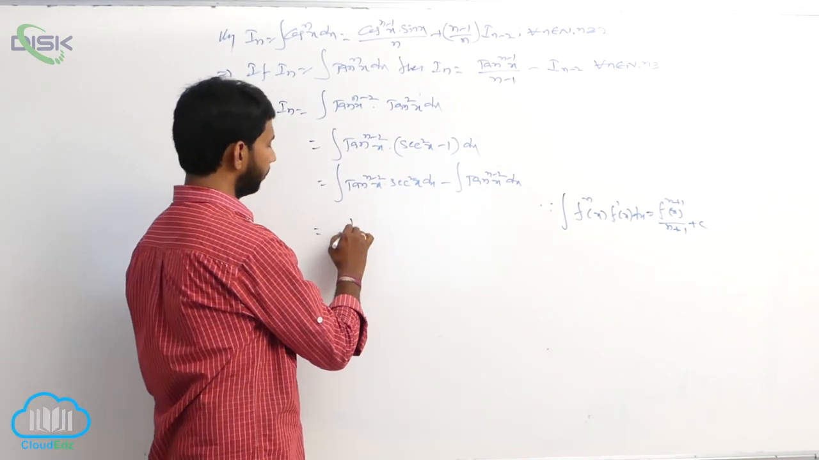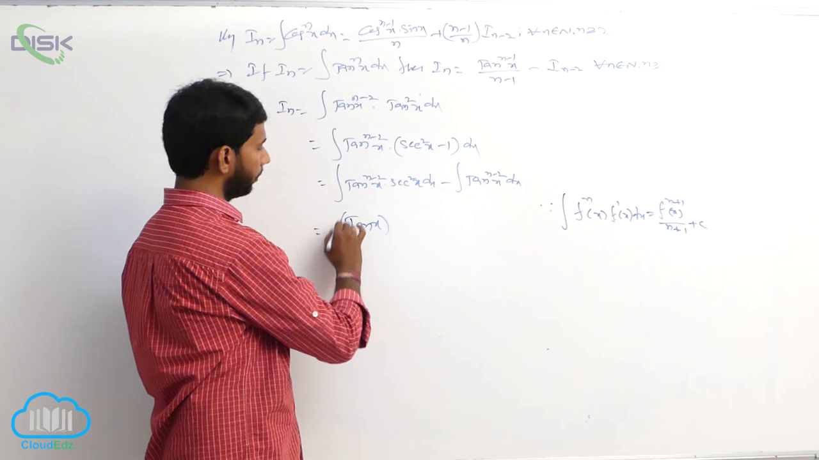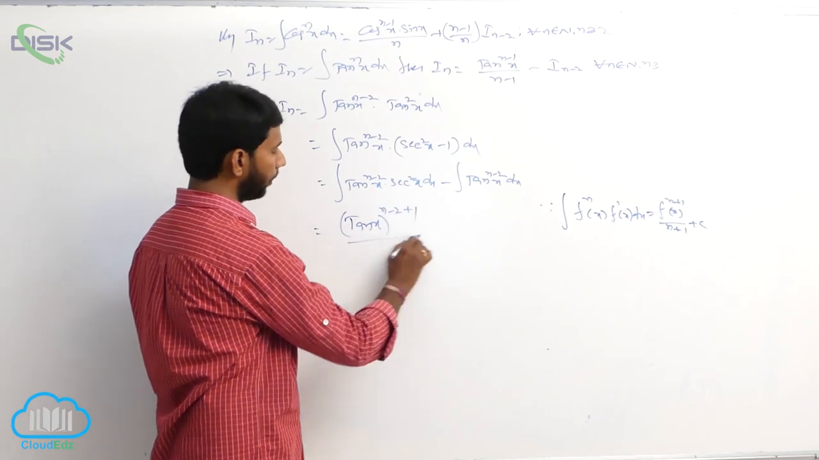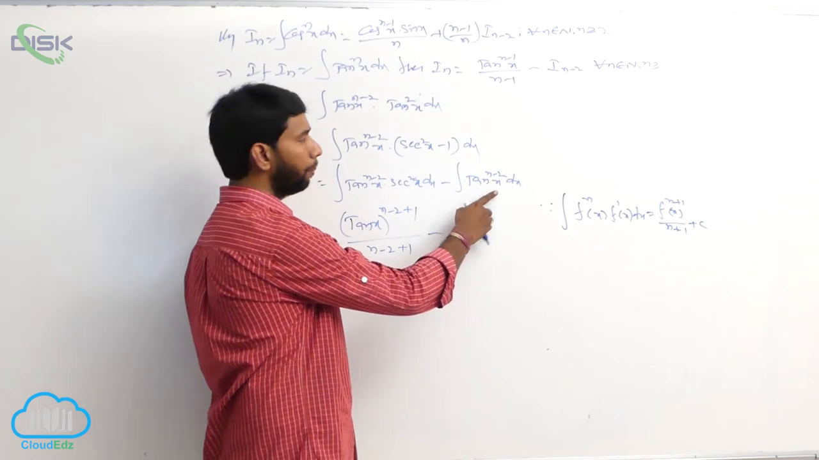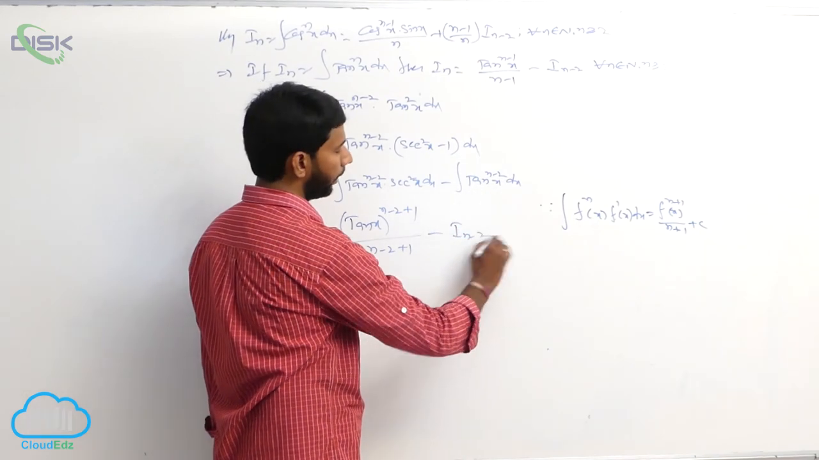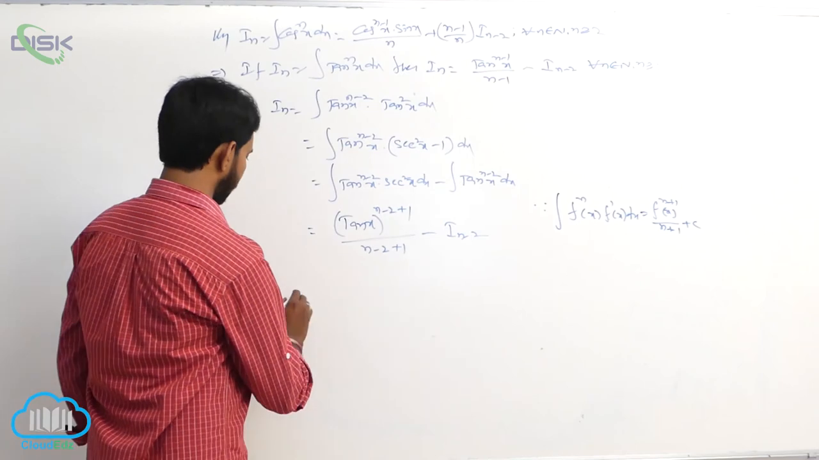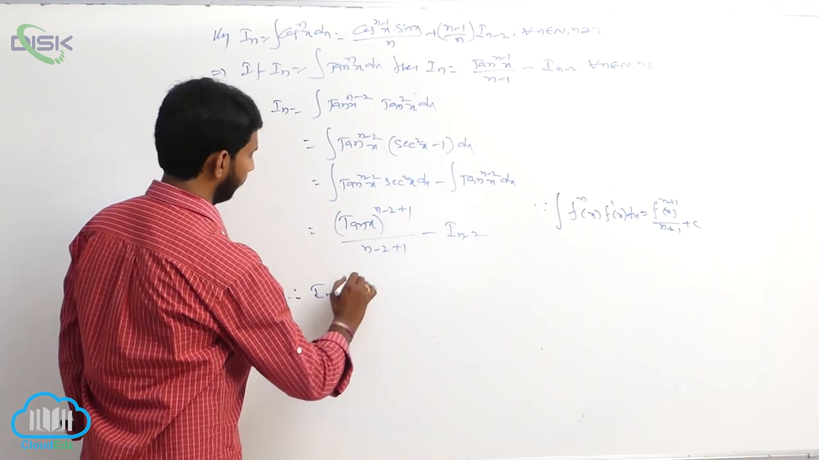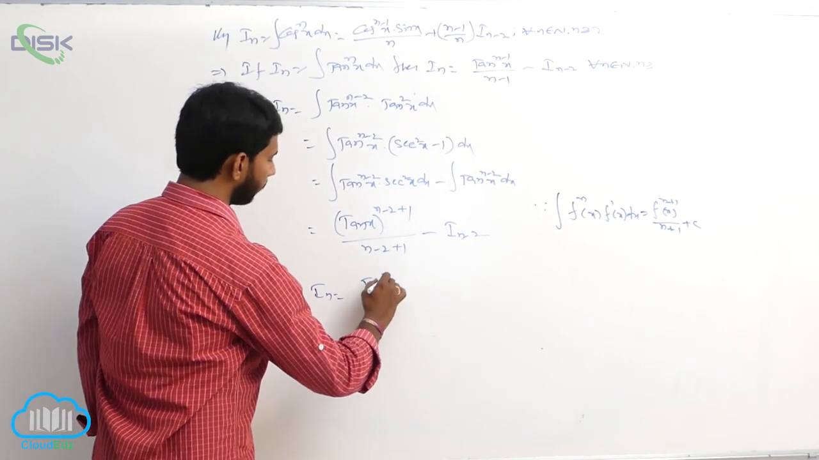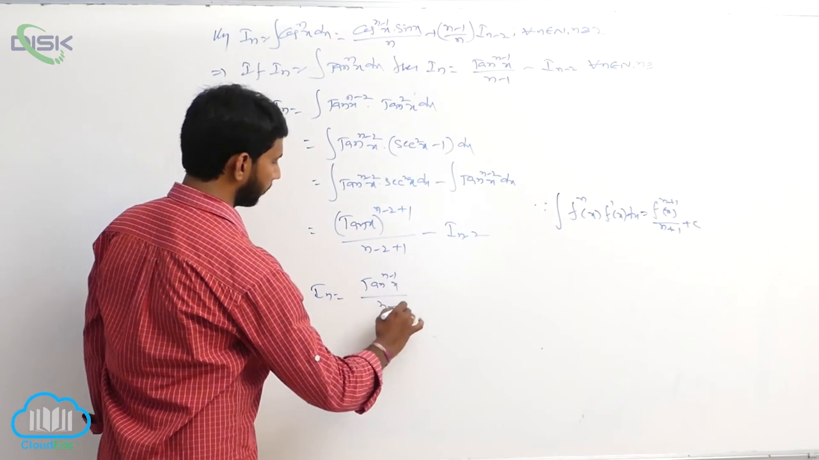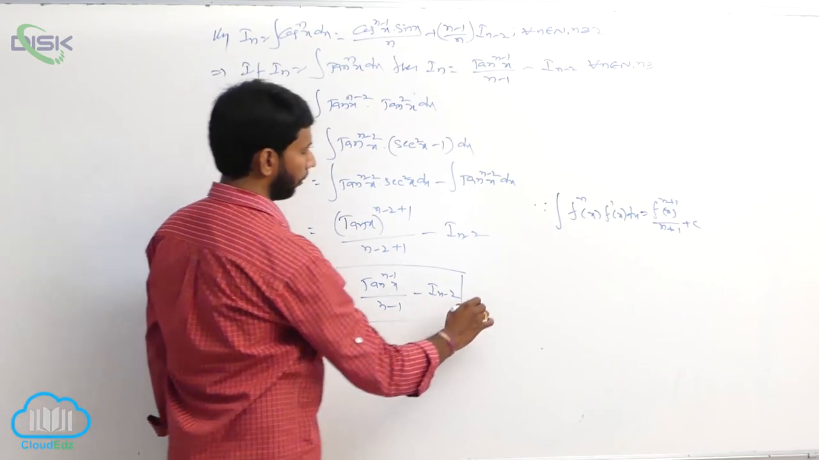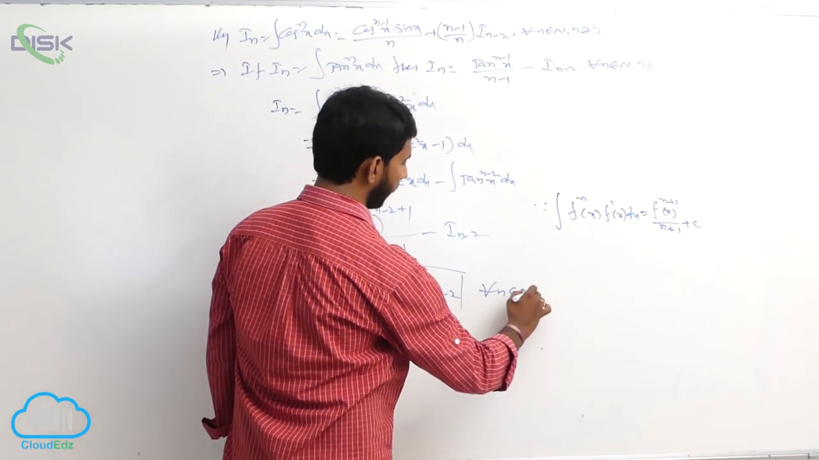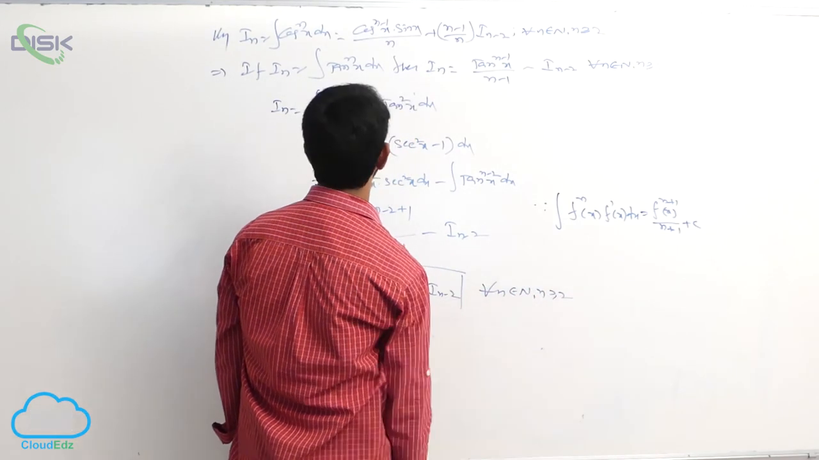It is of the form tan x whole power n minus 2 plus 1 by n minus 2 plus 1, minus integral of tan power n minus 2 x, which is I n minus 2. Here, therefore, I n is equal to tan power n minus 1 x by n minus 1 minus I n minus 2, for all n belongs to N, n must be greater than or equal to 2.